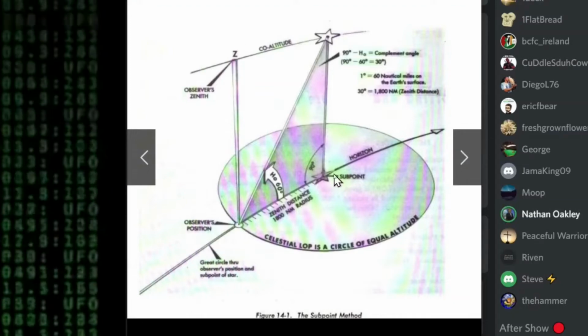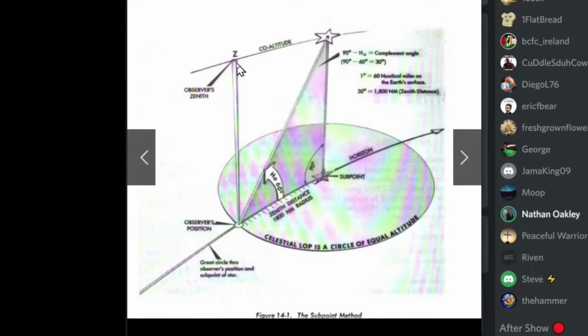And then the co-altitude on top, as well as the baseline on the bottom, are key to this, because if your height observed is 60 degrees, as shown here, then you subtract that from 90. And when you subtract that from 90, 90 minus 60 is 30.